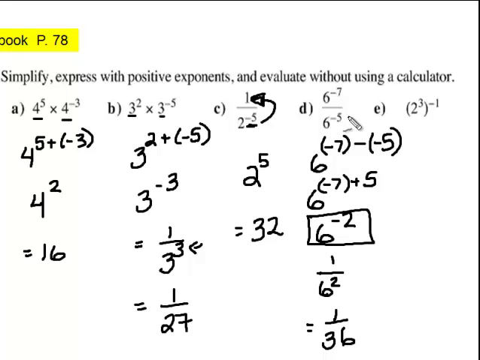Now you could have moved the 5 first and then the 7, but I think it's just making a lot of extra unnecessary work.